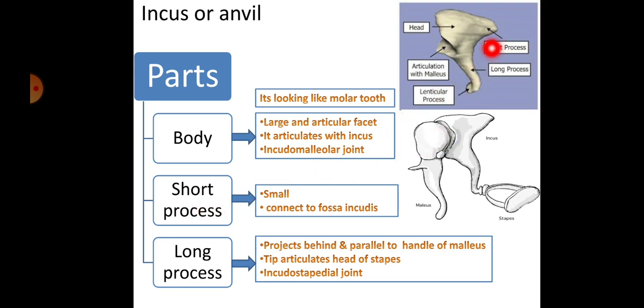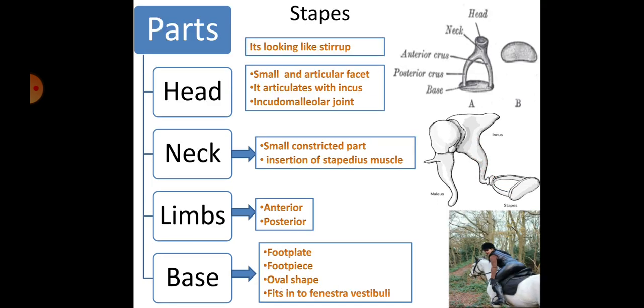The short process is the short one, and it is lodging in, or connecting to, the fossa incudis. This fossa incudis is present in the posterior wall of the ear. And the long process is directed downwards, posterior and parallel to the handle of the malleus, and it consists of an articular facet which articulates with the head of the stapes and forms the joint known as the incudiostapedial joint. And the last bone is the stapes.